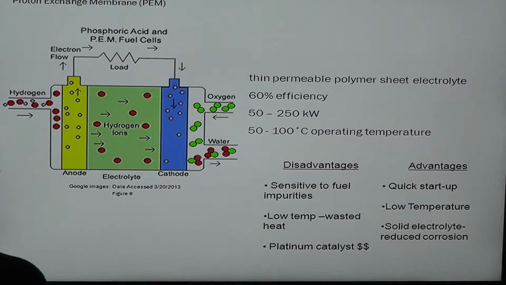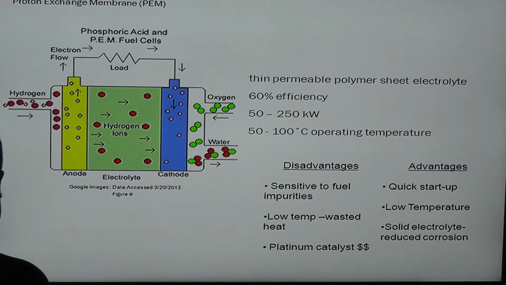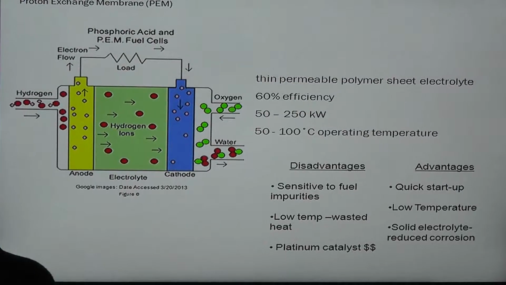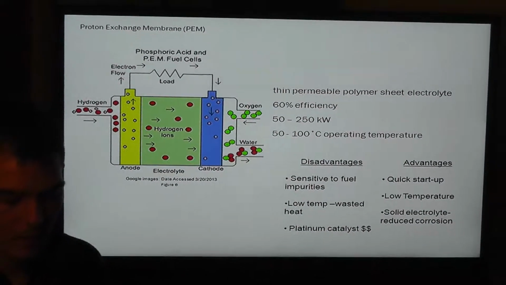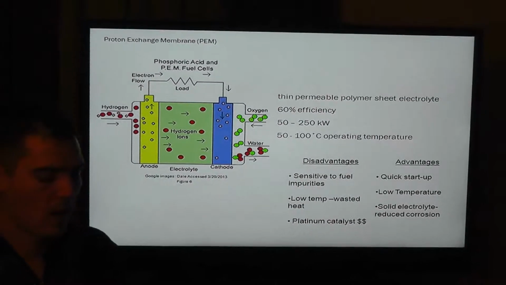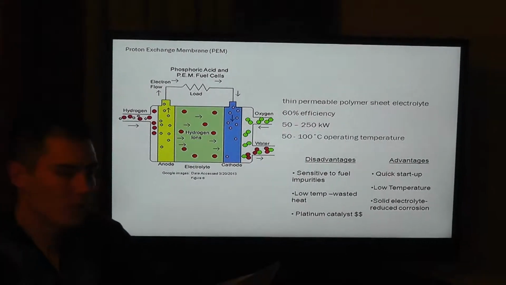Some of the disadvantages, again: it's sensitive to fuel impurities, so everything has to be refined, and that costs a lot of money. Another disadvantage is that the catalyst here is a platinum catalyst, and those are very expensive.